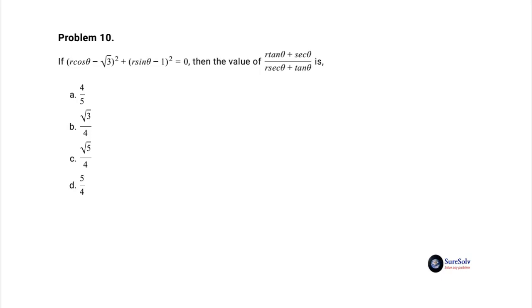Question 10 is, if r cos theta minus root 3 whole square plus r sin theta minus 1 whole square equal to 0, then the value of r tan theta plus sec theta divided by r sec theta plus tan theta is option A 4 by 5, option B root 3 by 4, option C root 5 by 4, and option D 5 by 4.